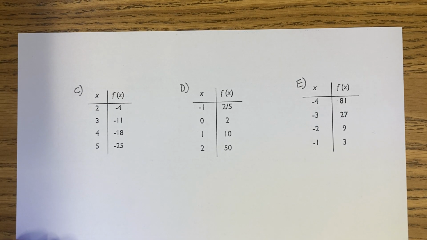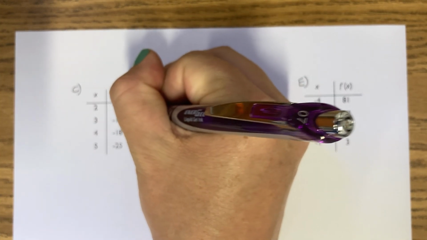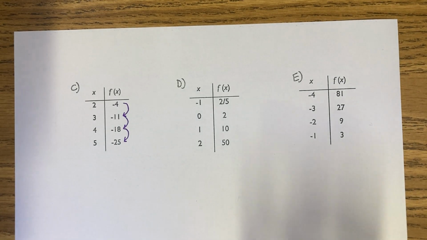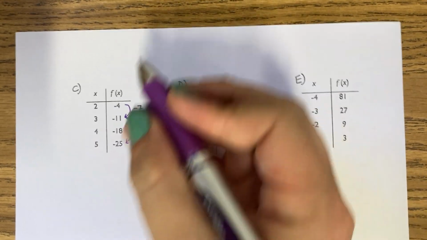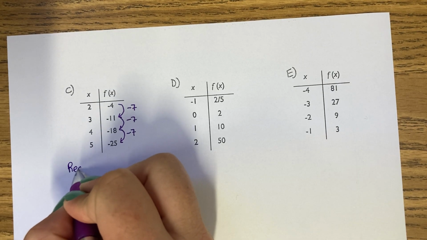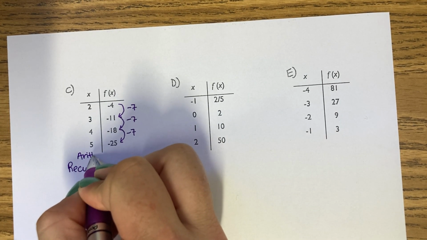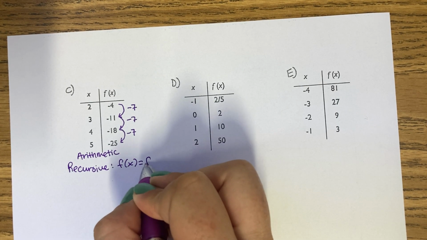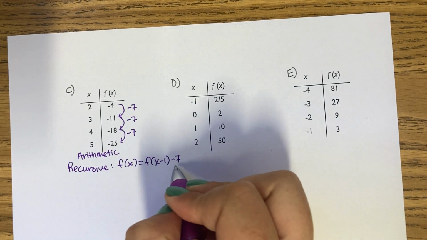Example C. We are given a table. The table is a little bit different orientation-wise, but same idea. -4 to -11, -18, -25. That is for 11, 10, 9, 8, 7. Subtract 7. Okay. That would be arithmetic. That would be f of x equals f of x minus 1. And then minus 7 is floating at the end.